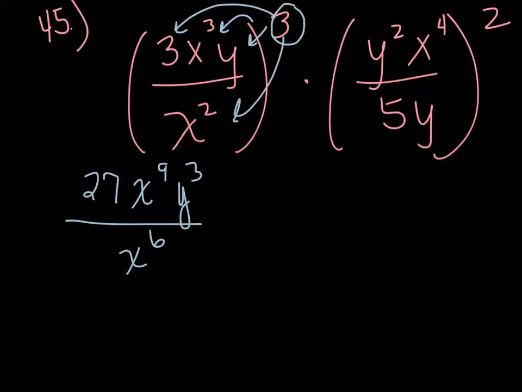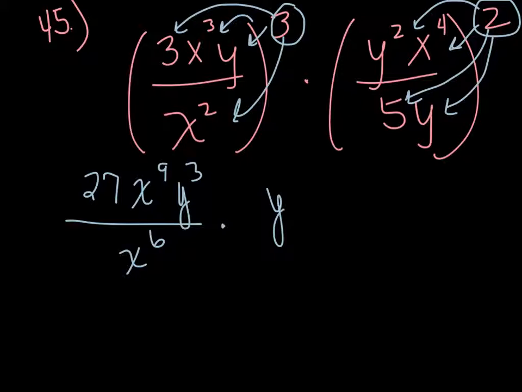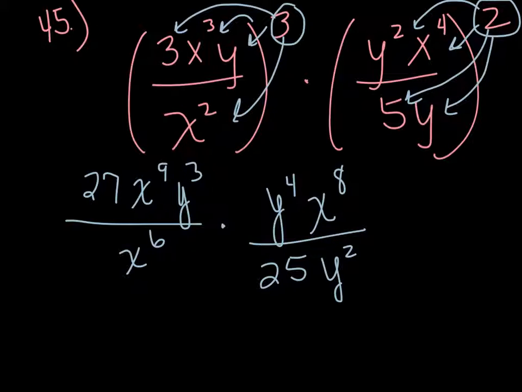Again, power to a power you multiply. I'm going to go ahead and do the same thing here. Give the power of 2 to everything inside the parentheses, every single thing, including the number. So I get y to the 4th, x to the 8th, 4 times 2 is 8. 5 squared is 25. Y to the 2nd power is y squared.